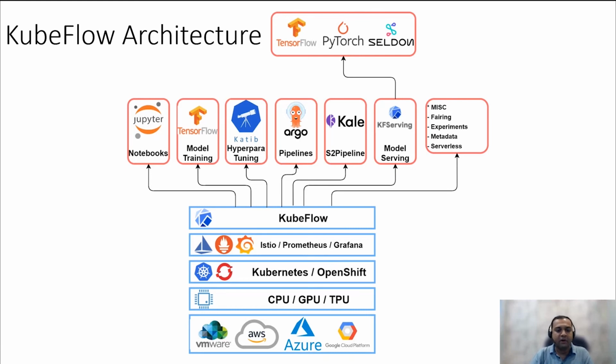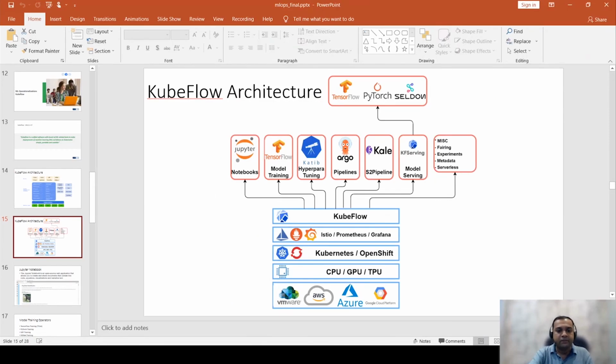Again, you can see at the bottom that you can install Kubeflow on public cloud and even on-prem, either on VMware or OpenStack. All you need to have is Kubernetes or OpenShift. Kubeflow is actually bundled with Istio, Prometheus, and Grafana. So there are many benefits of Istio, and all the benefits of Kubernetes and Istio are actually inherited by Kubeflow.